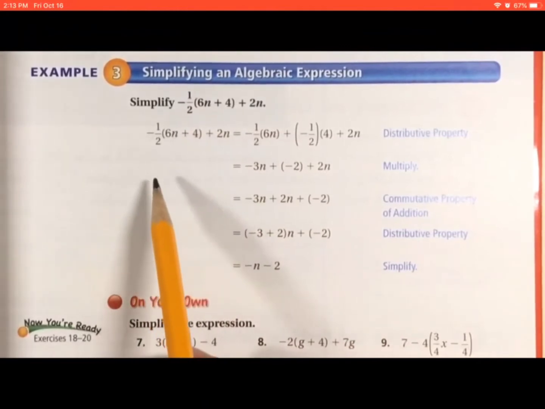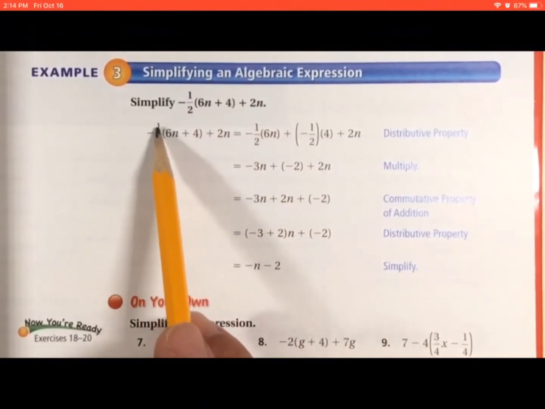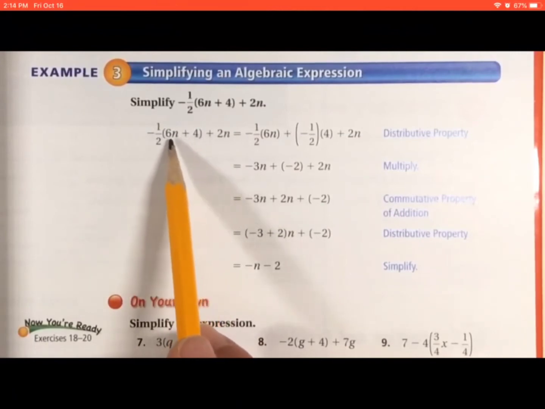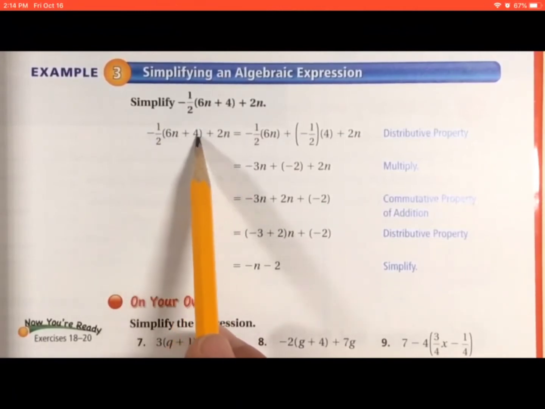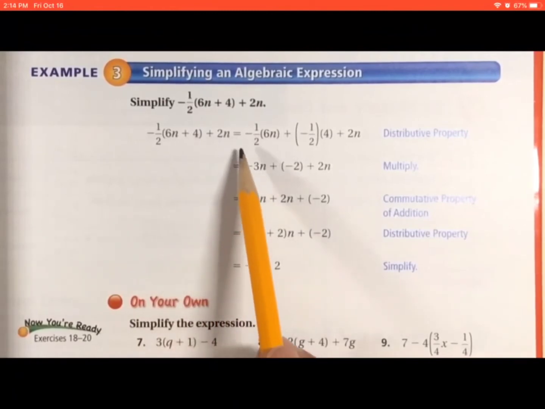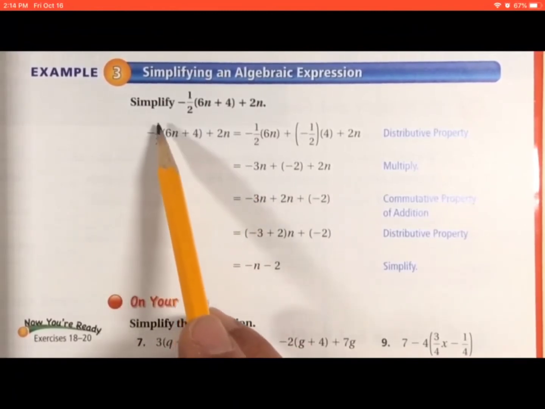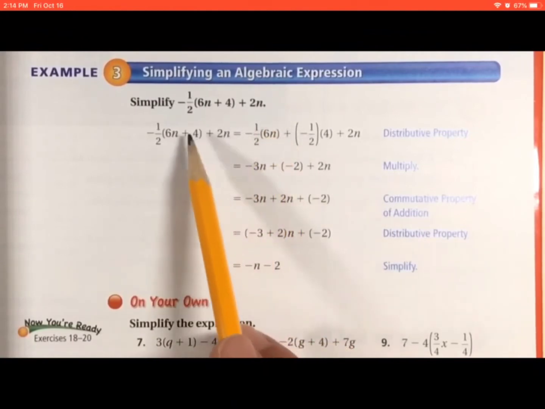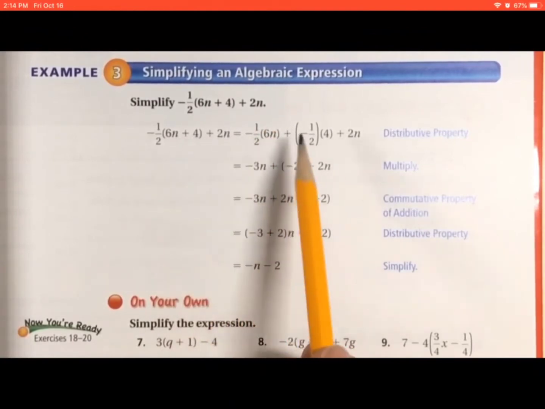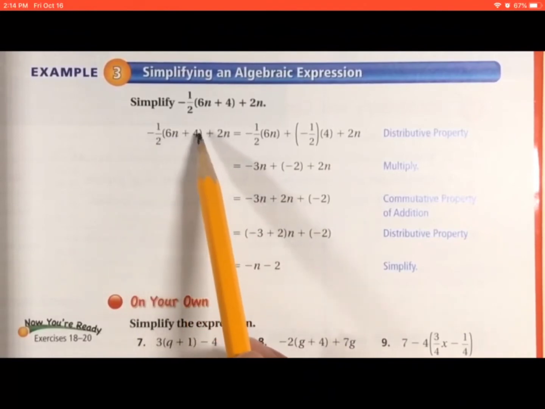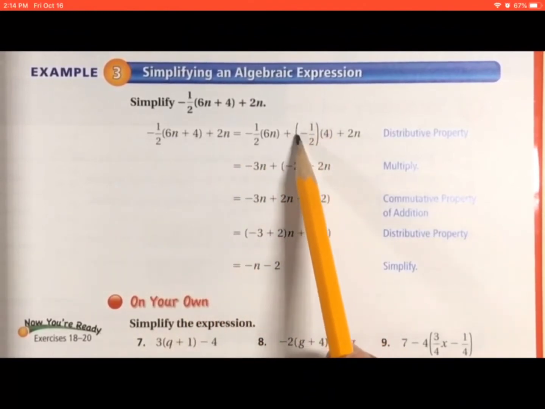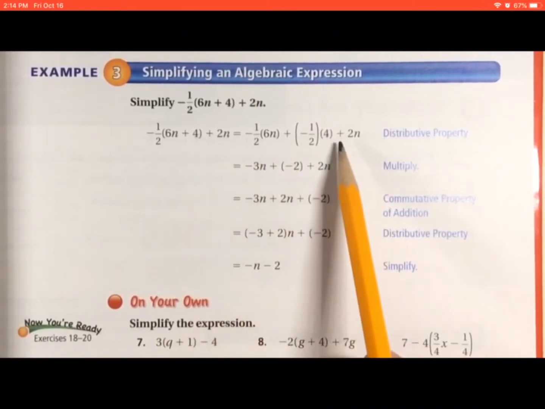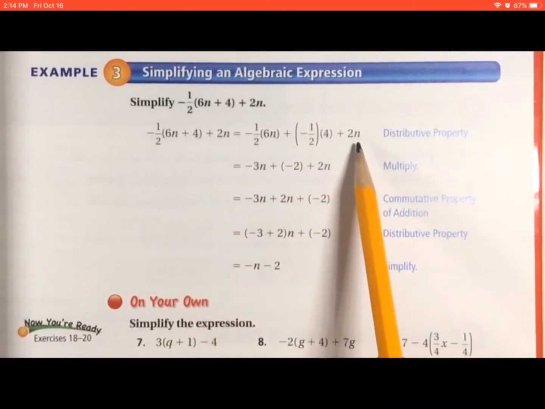Okay, so let's look at what that looks like. Negative 1/2 times the quantity of 6n plus 4. I can't add those because they're unlike terms, so they just stay like that. Plus 2n. Well, that would equal negative 1/2 times 6n, right there, plus, because there's a plus right there, negative 1/2 times 4, which they showed right here, plus 2n, which just comes along. It's not multiplied by anything.